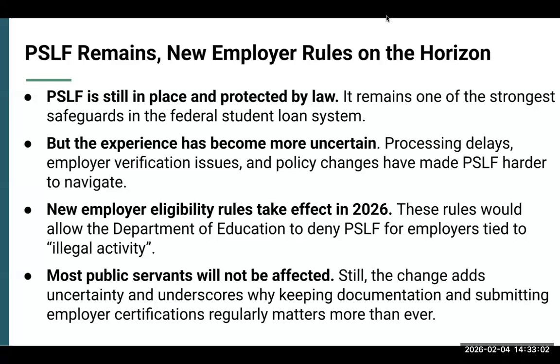However, the new employer eligibility rules do take effect this year. The Department of Education is going to determine which employers are banned from public service because they believe they're tied to quote unquote illegal activity. We don't exactly know which employers these are going to be. However, we know that it's not going to be the majority of the people pursuing Public Service Loan Forgiveness. It's going to be a very, very small amount of people. As soon as we know who those employers are, we will let everyone know. Most public servants will not be affected. So let me know if you have any information on that.